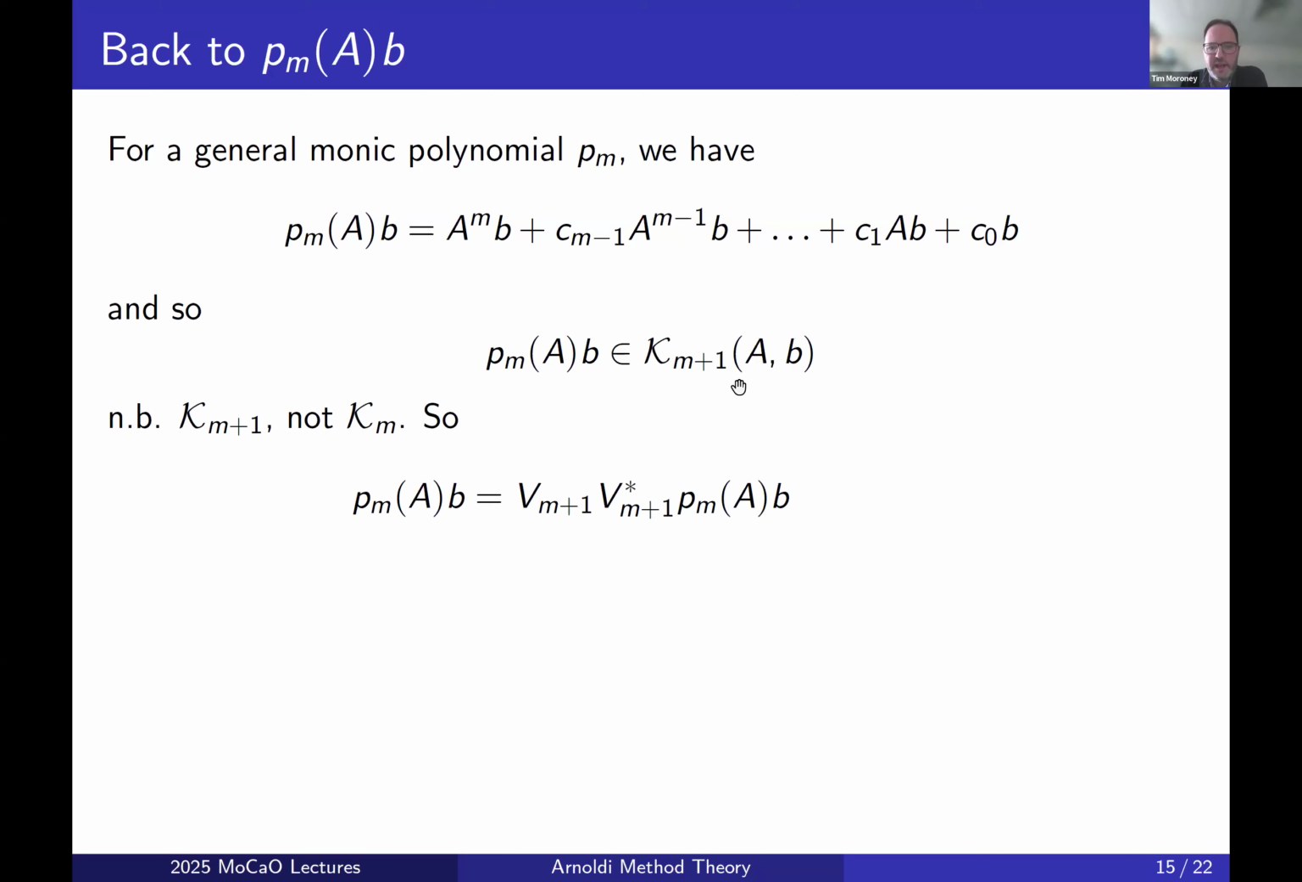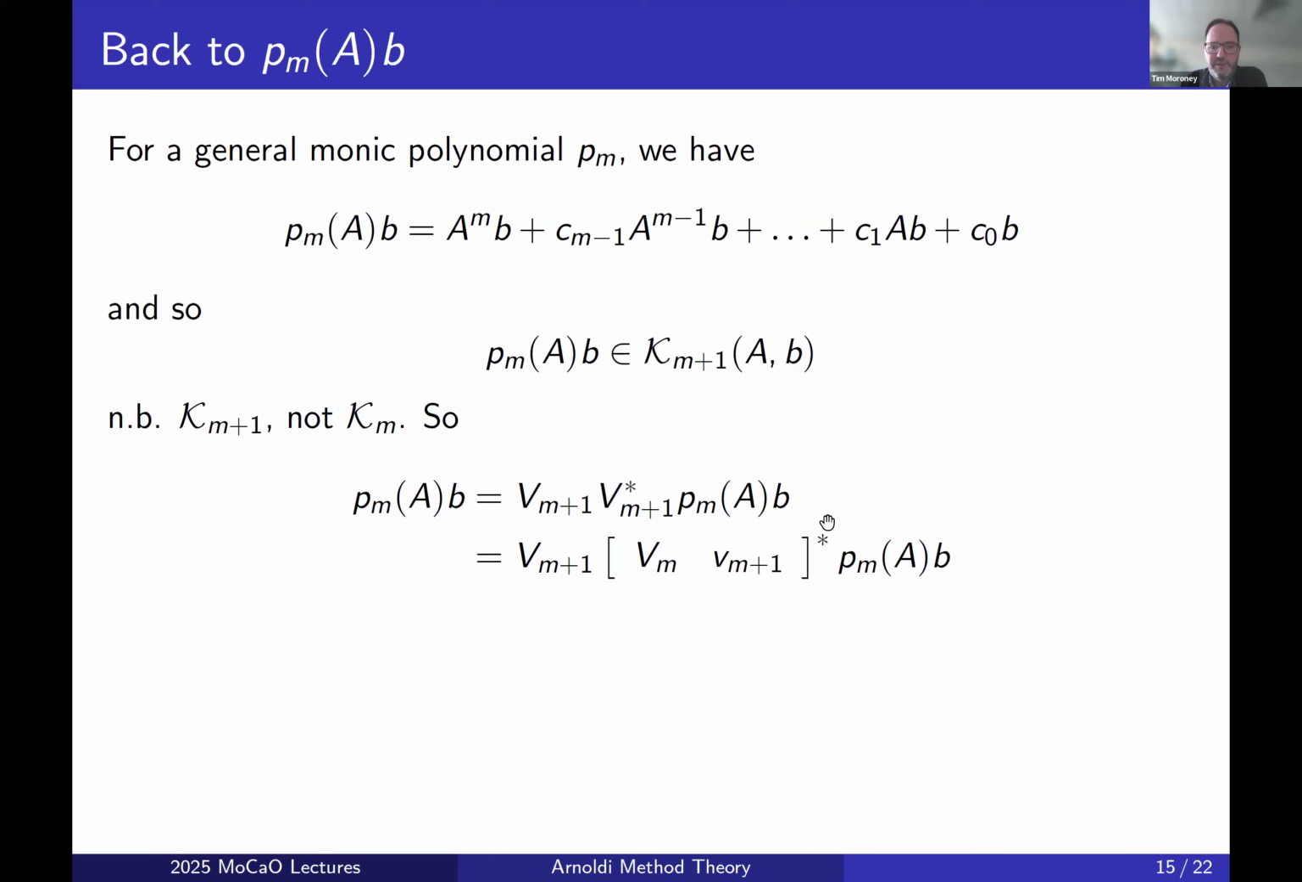So because this belongs to K m plus 1, the orthogonal projection of that vector is unchanged. It belongs to V m plus 1, all right? So this is the orthogonal projector onto V m plus 1. If you operate that onto Pm of A times B, you get Pm of A times B because it belongs to the space after all.